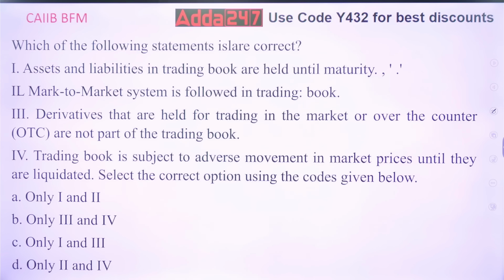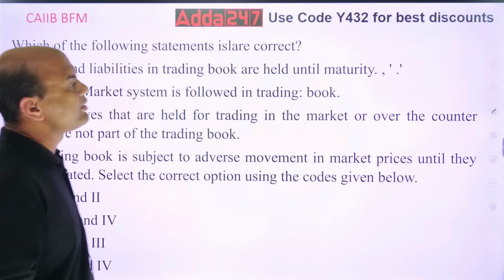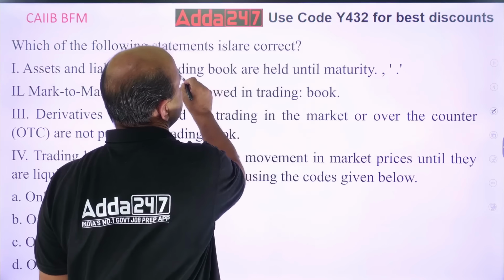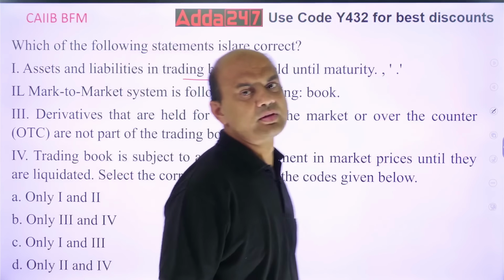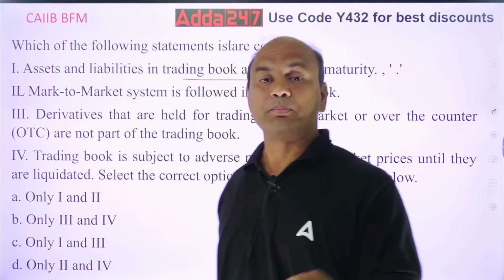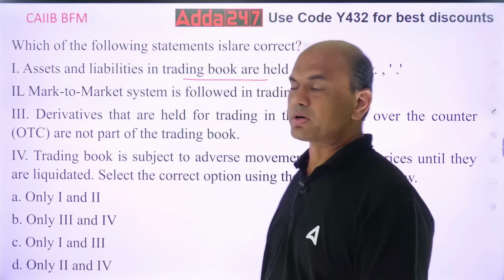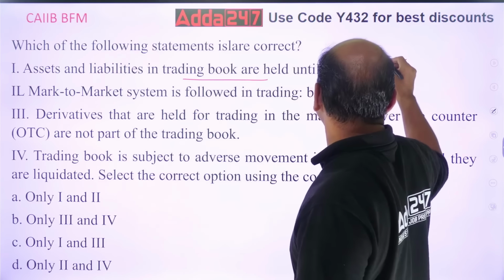So these are the four options. Which one of them is correct? Think over it, everyone. Assets and liabilities in the trading book are held until maturity. Is it so? Assets and liabilities in the banking book are held until maturity. So this is false.